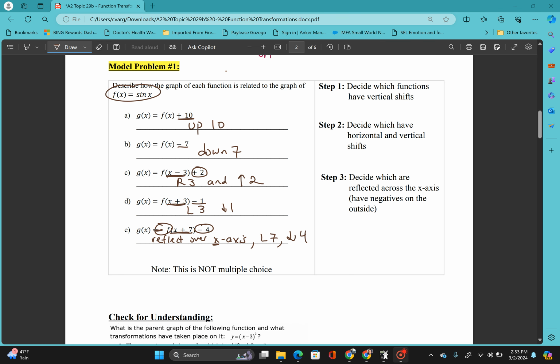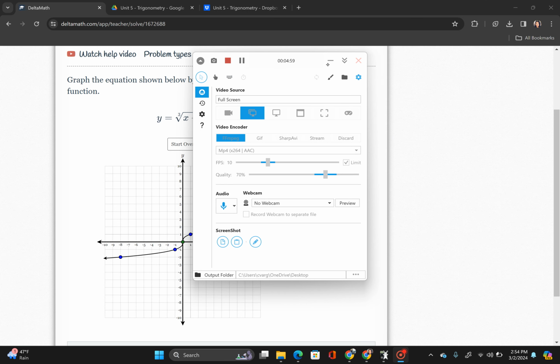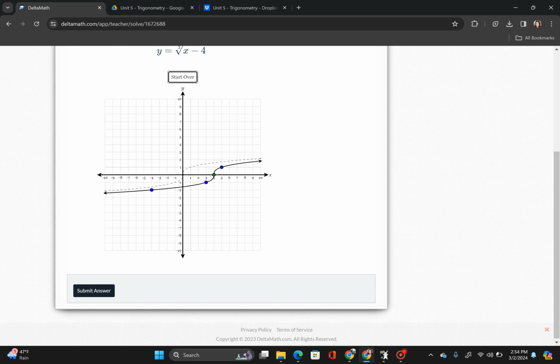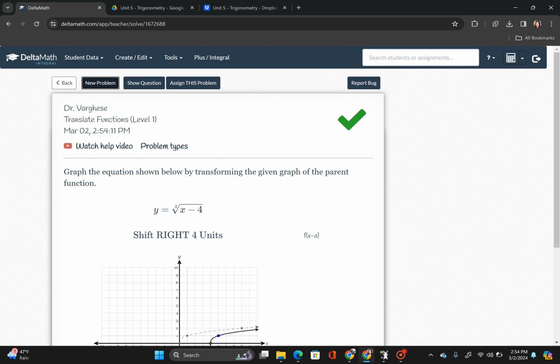And I'll show you a couple of Delta Math questions. The first one you're going to see is something like this. It says graph the equation shown by transforming. So x minus 4, this is under the radical. So this indicates left or right, which means we are moving to the right 4. It's the opposite of what you think, right? So I'm going to take our point and I'm going to move it to the right 4. And then I'm going to go down and hit submit answer. And notice it's correct, okay?